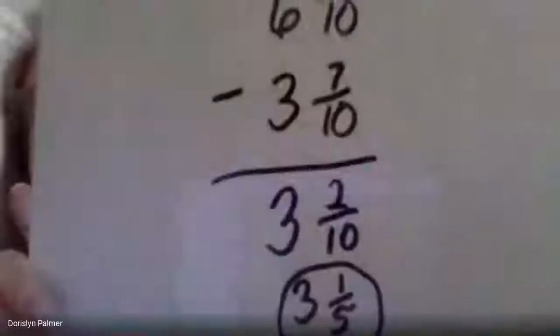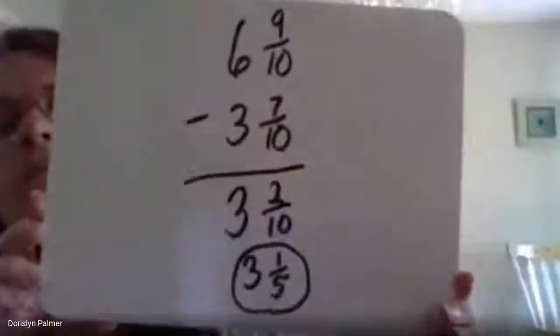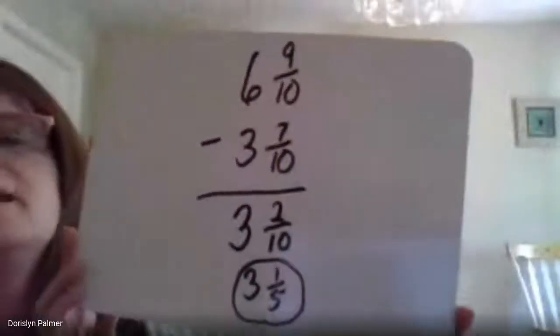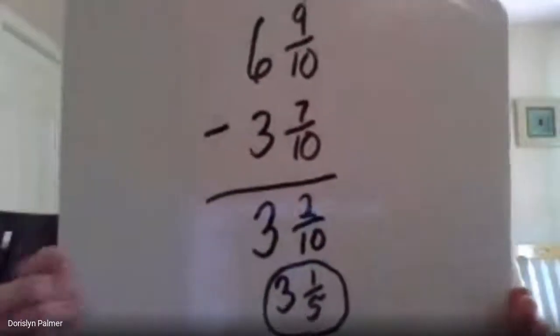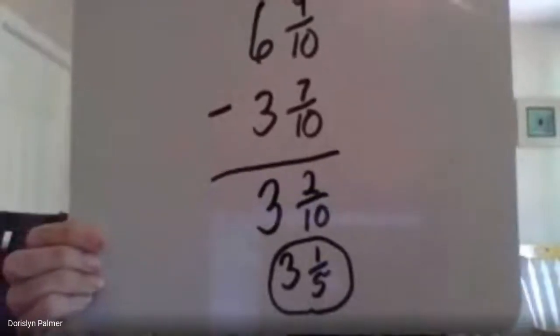David S. I haven't done any yet. Okay, David S., how about number 6? Number 6. 9/10 minus 7/10 is, well, I made it simple form, so it's 1/5. And 6 minus 3 is 3. 3 1/5. Good. Okay, so David got 3 2/10, and he simplified it to 3 1/5. Okay.